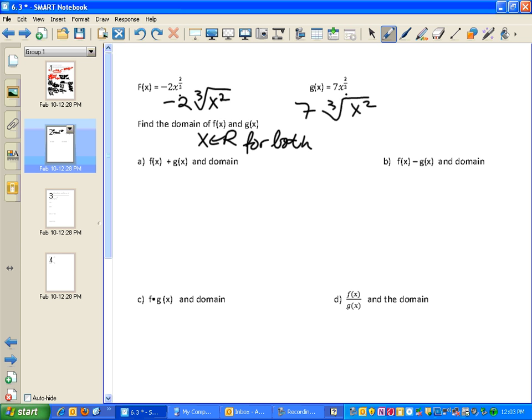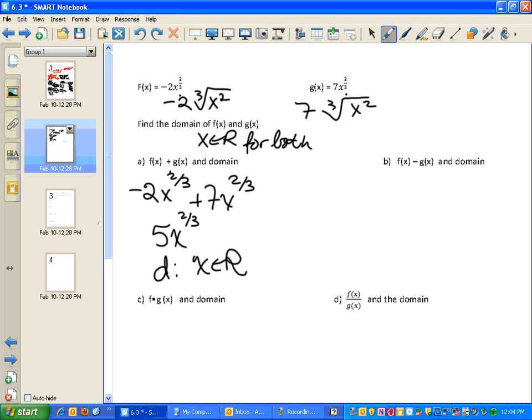Okay, so I'm going to do what with these? So negative 2x to the 2/3 plus 7x to the 2/3 is what? Right, we just did a whole section on how to add these, right? Do I have a square root? Do I have a denominator? What's my domain? X is an element of the reals.